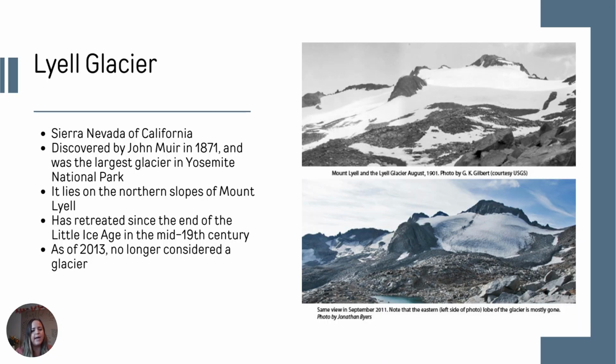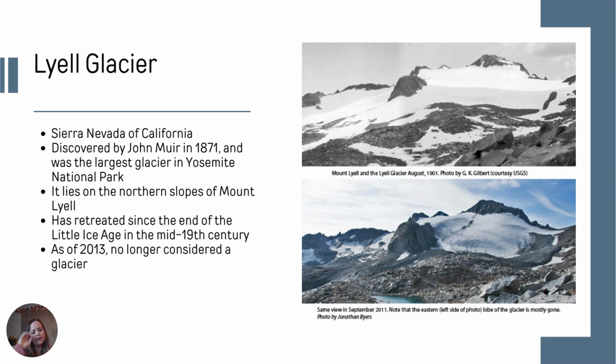In the Sierra Nevada, we have two that are left. We have the Lyell Glacier and the McClure Glacier. The Lyell Glacier was first discovered in 1871 by John Muir. John Muir was a sheep herder that did a lot of exploring in the Sierra Nevada. He helped kind of protect Yosemite and protect the wilderness.